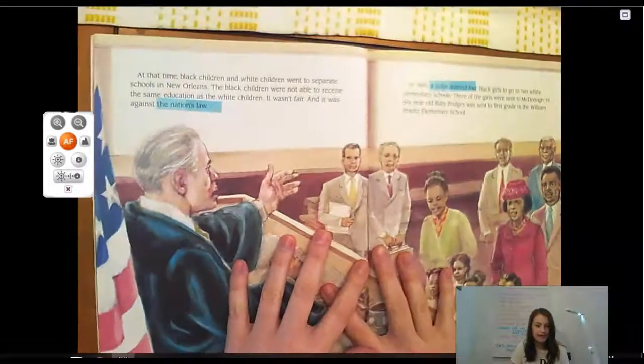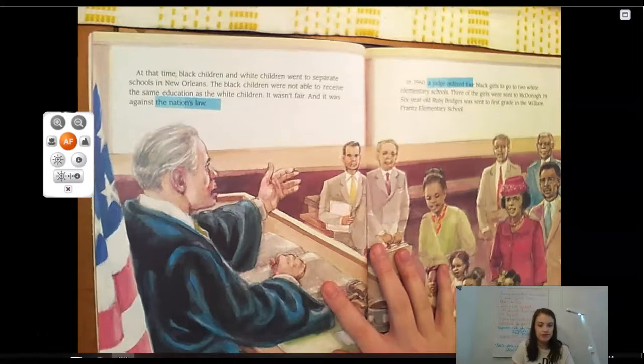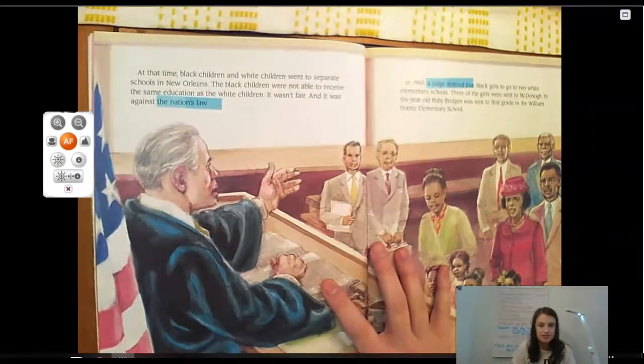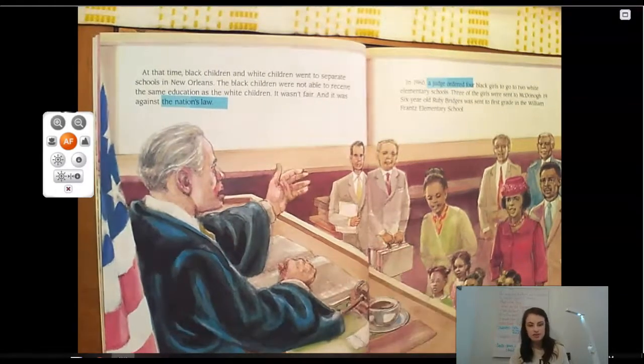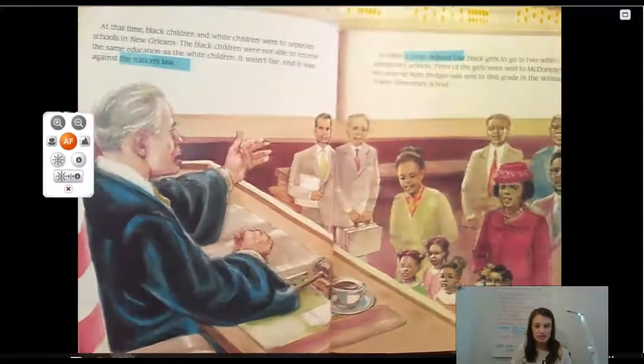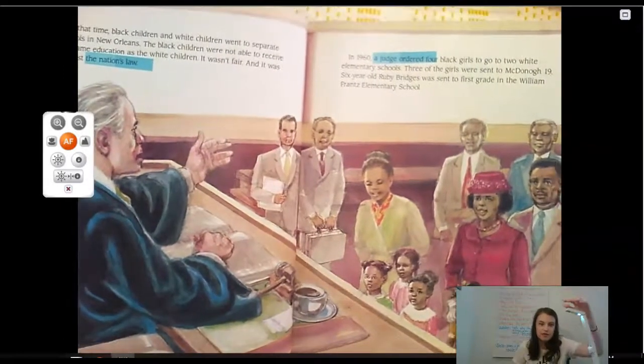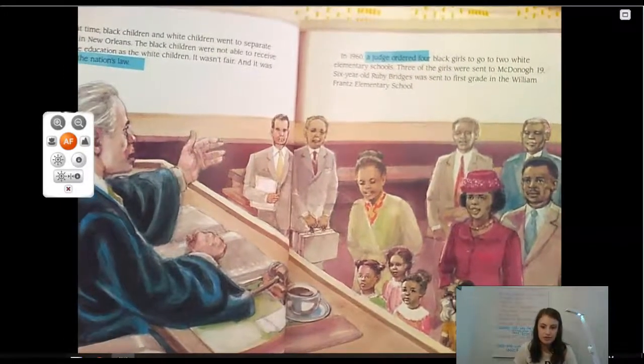At that time, black children and white children went to separate schools in New Orleans. The black children were not able to receive the same education as the white children. It wasn't fair, and it was against the nation's law. In 1960, a judge ordered 4 black girls to go to 2 white elementary schools.